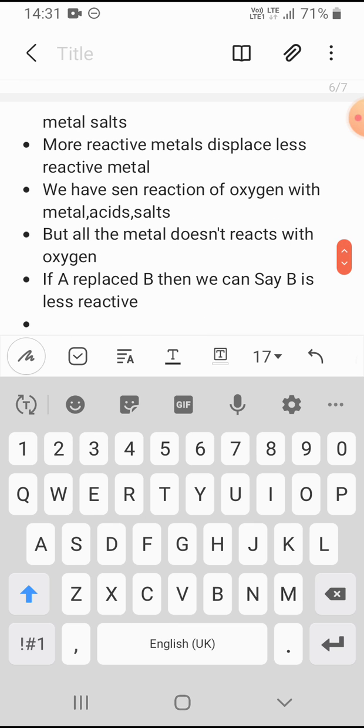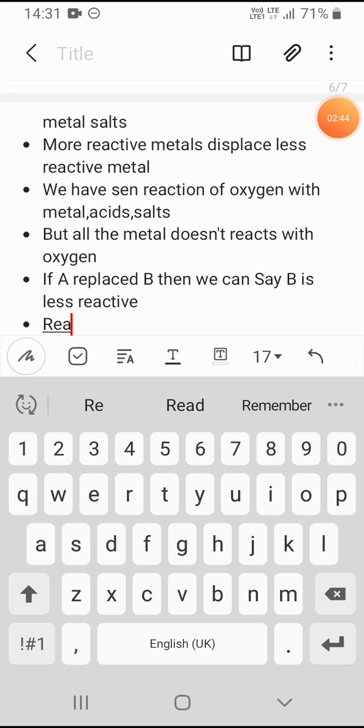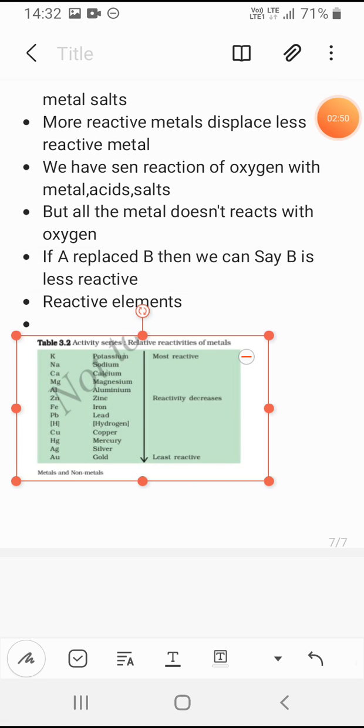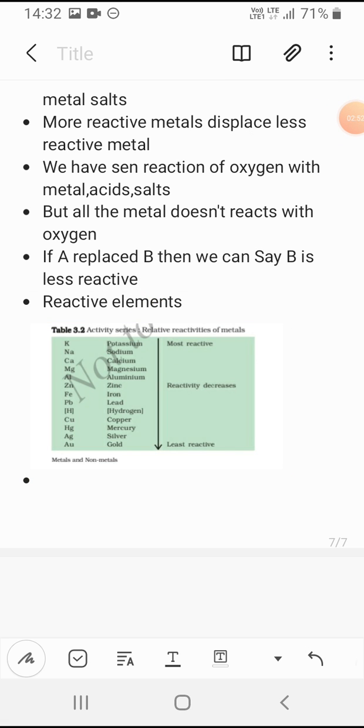I will show you the reactivity series chart. This is the table of reactive elements. See here, potassium, sodium, calcium, magnesium, aluminium are the most reactive, very highly reactive. Zinc, iron, lead, hydrogen are reactive, but a little bit less. The least reactive are copper, mercury, silver, gold.